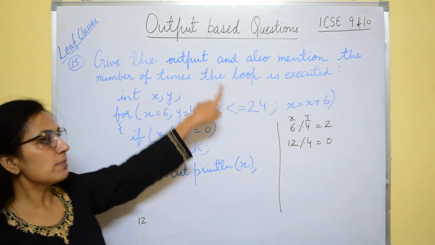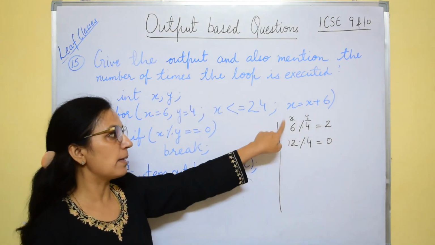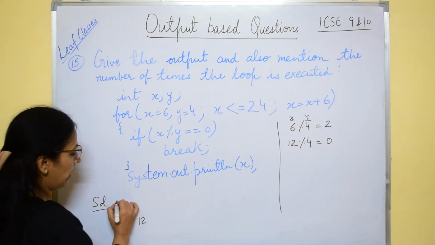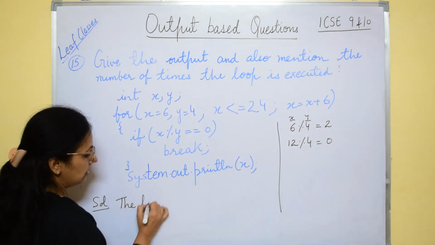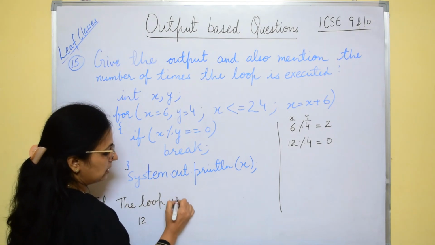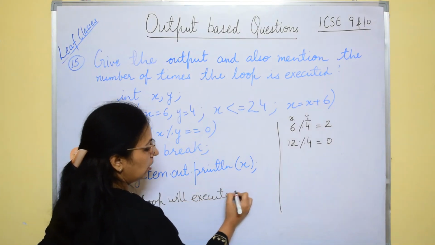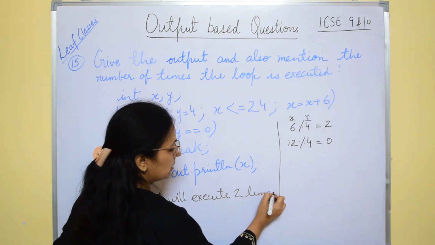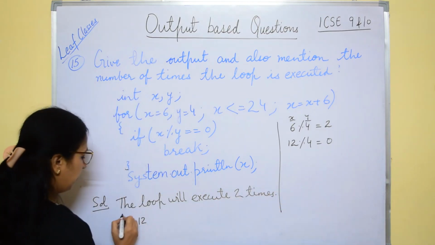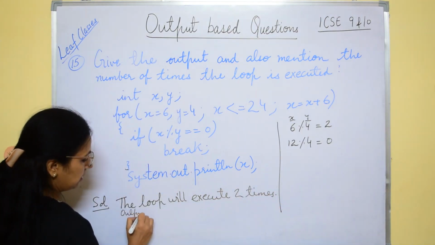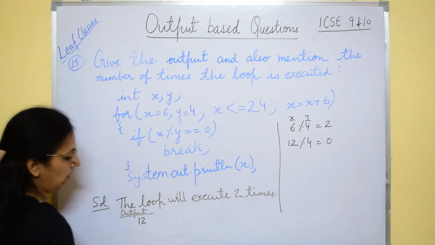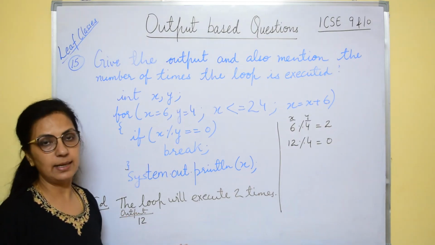And how many times is the loop executed? 2 times, 1 and 2. So you will write the answer like this. The loop will execute 2 times and the output is 12. Like this you will write the answer.